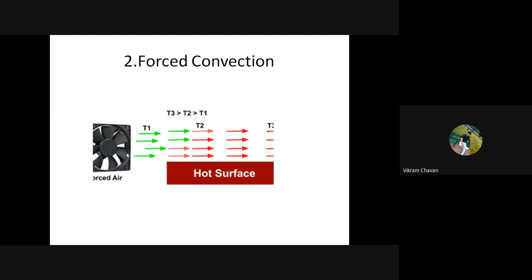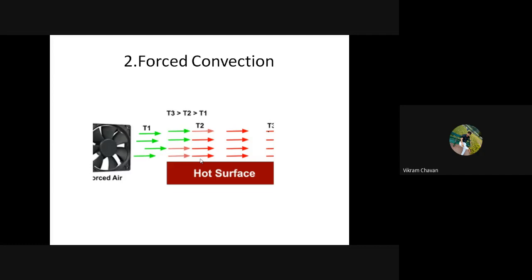If your body temperature is high, naturally also it will happen, but you want to increase the effectiveness of that particular heat transfer. So in that case you are using one external device to carry out the heat from the body. Here we can say that one external device is used to carry out the heat from the hot surface. So we are blowing the air forcefully over that particular surface, and heat is carried out. This particular heat transfer is known as forced convection heat transfer.